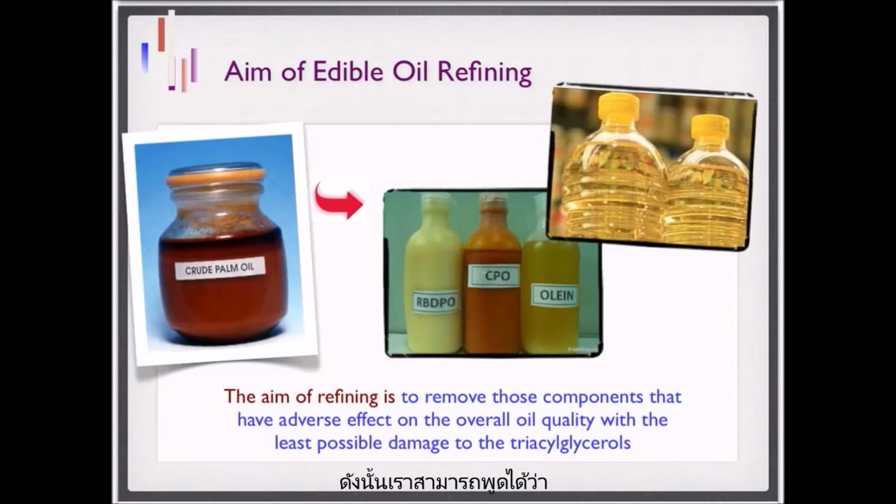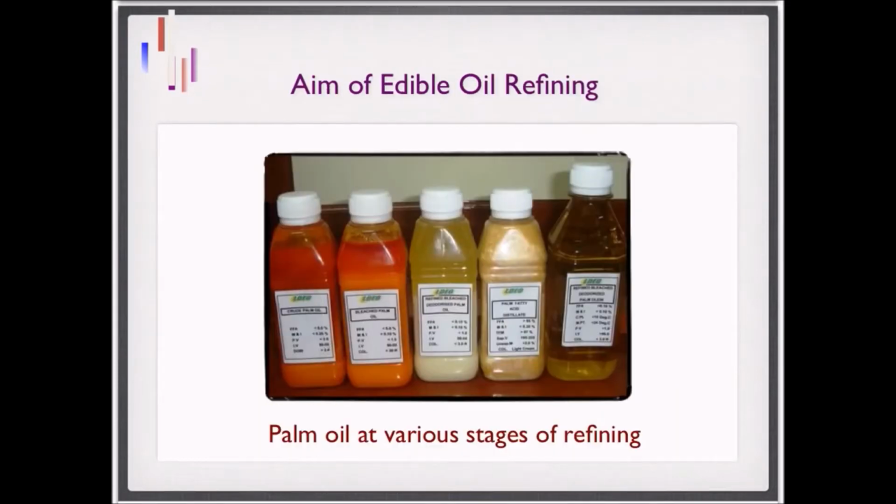So in essence, we can say that the aim of refining is to remove those components that I mentioned in the previous slides that can have adverse effect on the overall oil quality, with the least possible damage to the triacylglycerol. In this picture, you can see various palm oil products at various stages of refining.